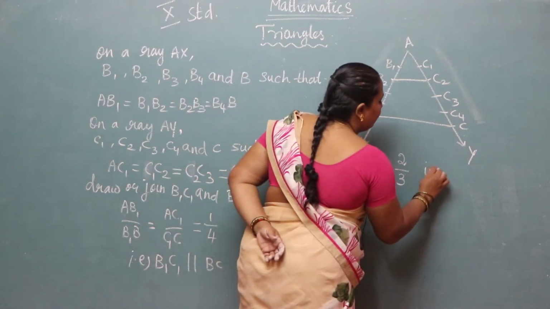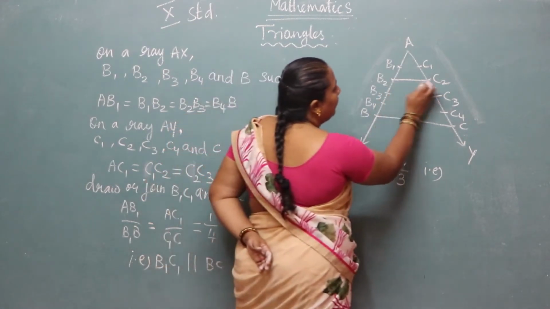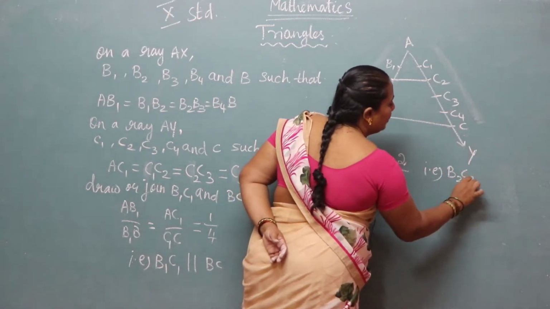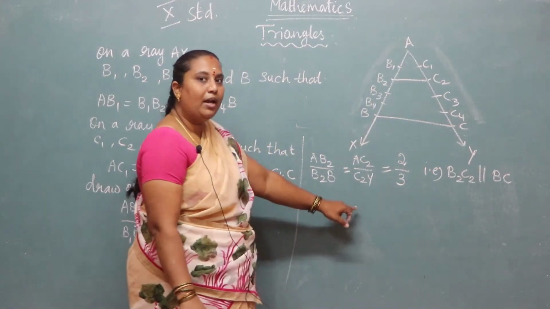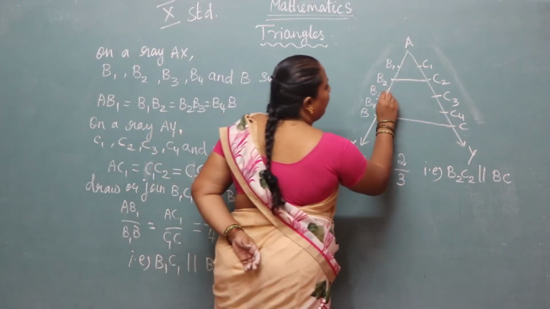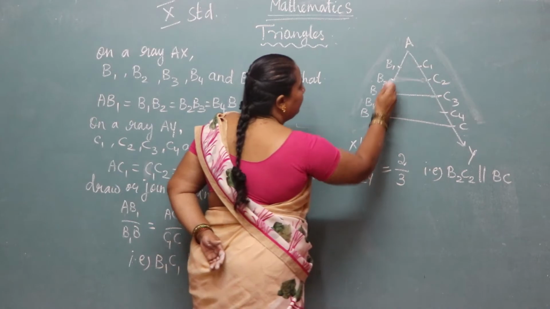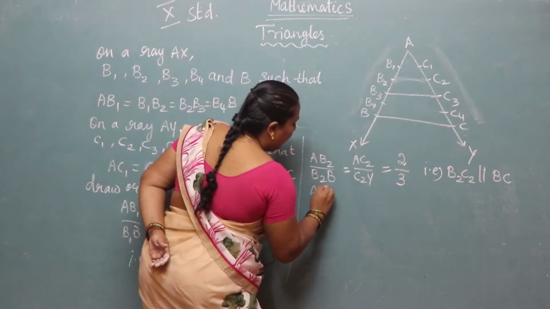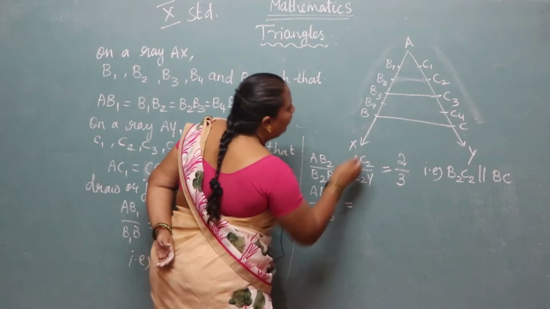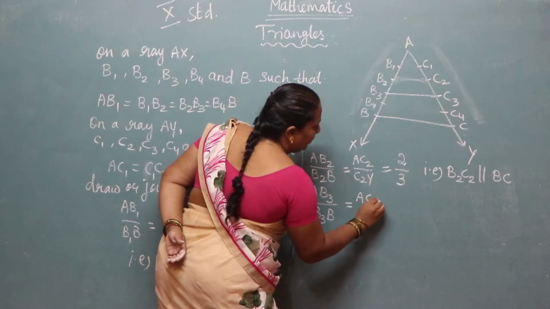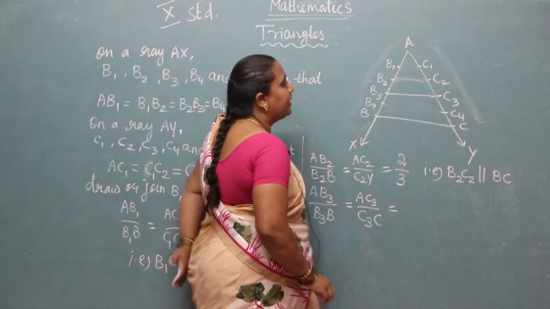Okay, so here we can say B2C2 is parallel to BC. Understood? Then we are drawing another line here. We are leaving this. Okay, so here we have AB3 by B3B, that is equal to AC3 by C3C. Here see, what is the ratio here?